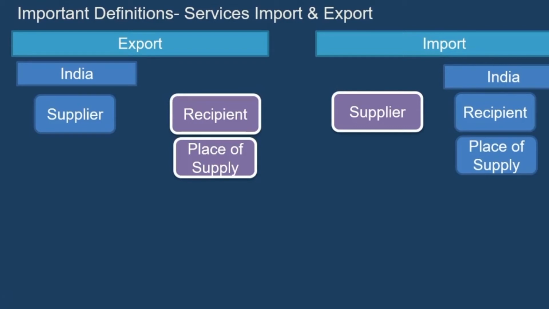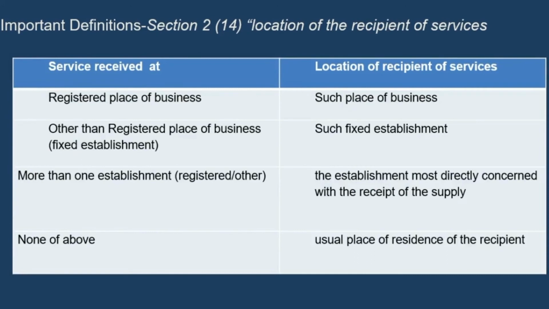Try to understand now one by one. What is the meaning of location of recipient? What is the meaning of location of supplier? What is a place of supply? Under this Act, Section 2(14). Location of recipient of service. Now there are 4 different cases under which it will be categorized.